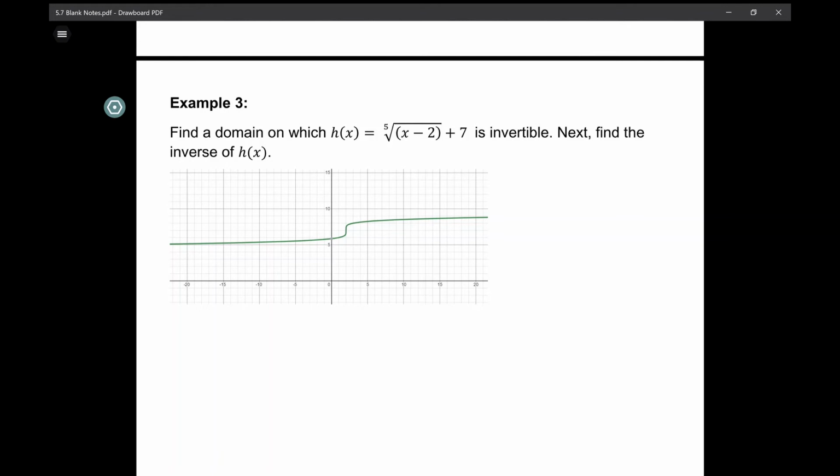All right, here's the graph. I like looking at the graph. And it looks to me like this guy is one-to-one already. It seems to me that it passes the horizontal line test. It looks pretty flat as you go out.